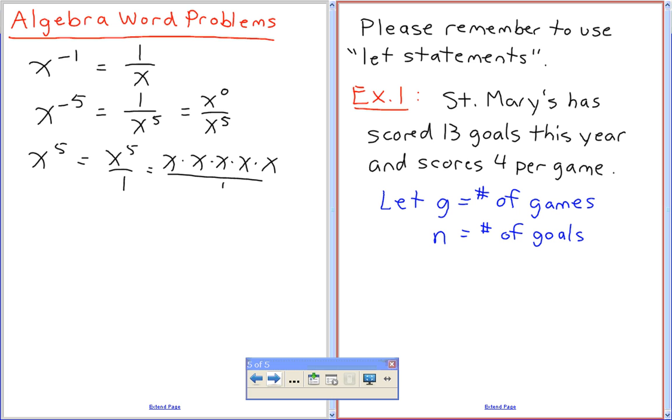Anyway, forget about that. Okay, you got about 20 seconds. Give it a try, folks. On your test, you'll have to do this, and a lot of it. So G is going to be the number of games, N is going to be the number of goals. Once you're back, you're halfway there. You're more than halfway there.